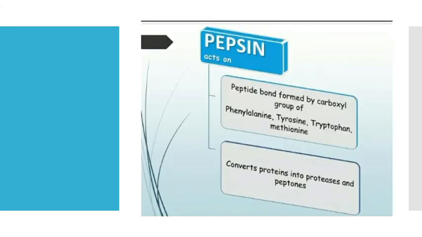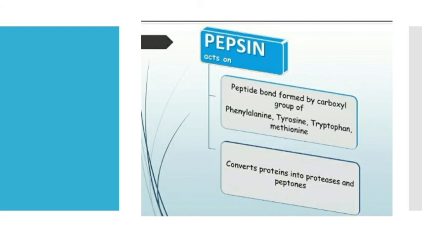What is the function of pepsin? Pepsin acts on the peptide bonds formed by the carboxyl group of phenylalanine, tyrosine, tryptophan, and methionine. Tryptophan is an excellent amino acid present in milk. Methionine is the amino acid in which legume protein is deficient.